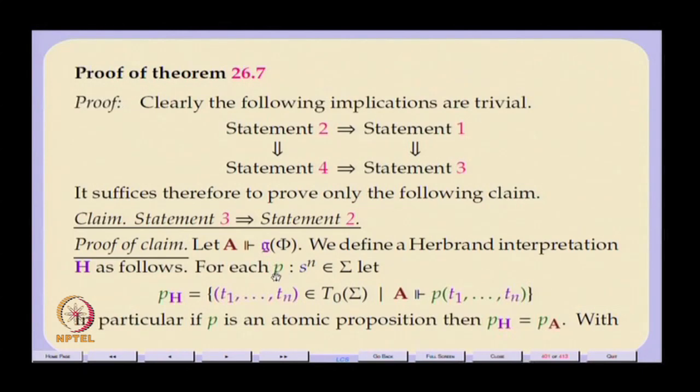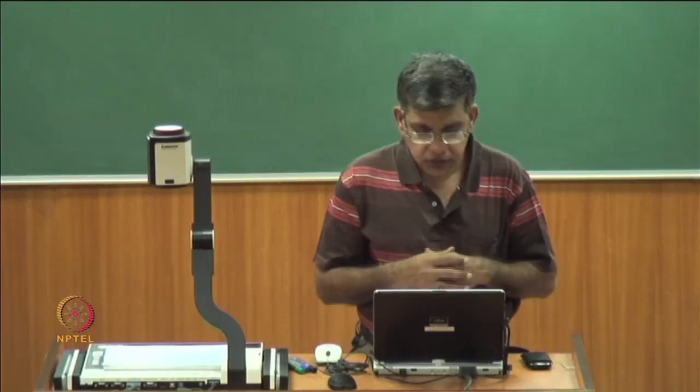So, for every atomic predicate symbol P that occurs anywhere in the formulae of phi, if A is a model for all formulae of phi, then it is true for all these tuples, it is true for some tuples, right. So, I take all those n tuples and I include them in my interpretation of P h. P h is the corresponding relation on the Herbrand algebra, right.